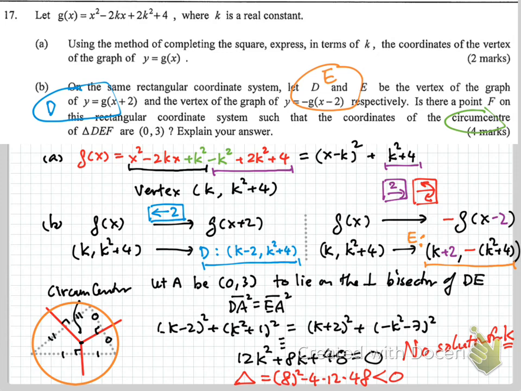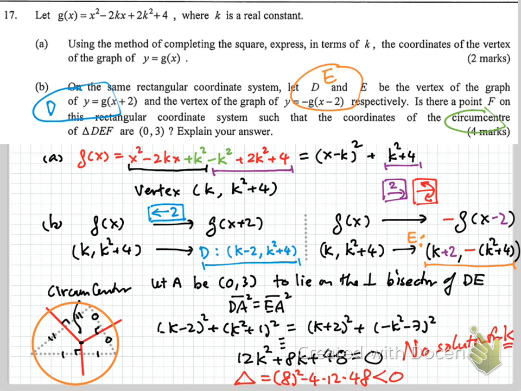In other words, you will never find a k so that the point (0, 3) lies on the perpendicular bisector of DE. You will never have point A as the circumcenter, regardless of F. The point F does not matter, because it will not satisfy DE anyway. So the claim is wrong.